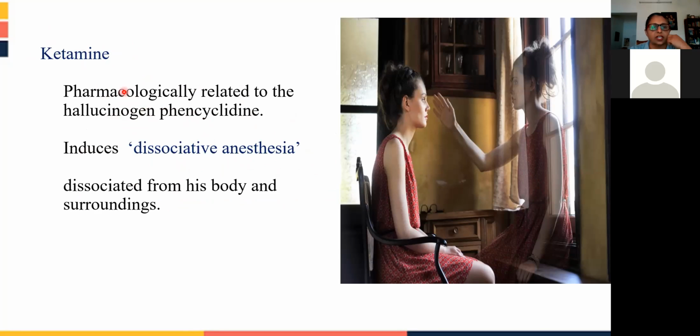Ketamine is a very good anesthetic agent, and when we give it, the patient will be dissociated from his body and surroundings. In this example, the patient is not anesthetized; I'm just giving an example. So this is the patient, and she is dissociated from her body and surroundings. So when we give anesthesia to the patient, there is a formation of dissociative anesthesia. So ketamine causes dissociative anesthesia. Don't forget, dissociative anesthesia is caused by ketamine.